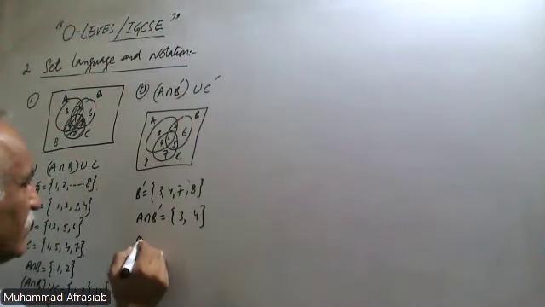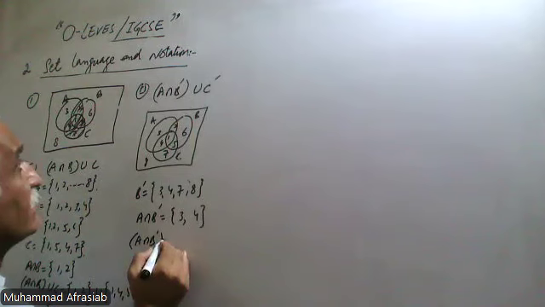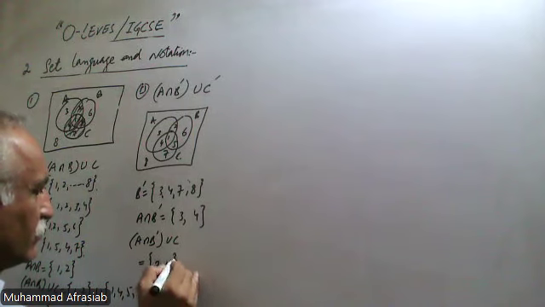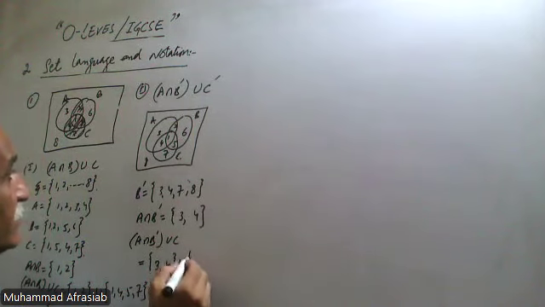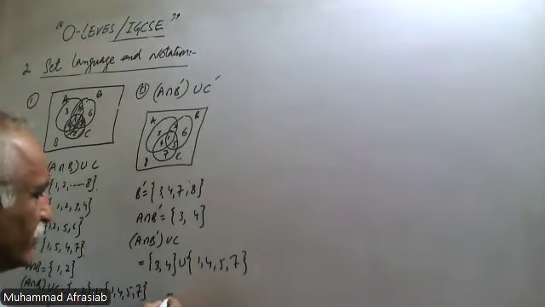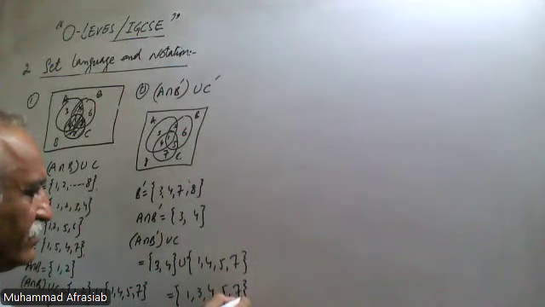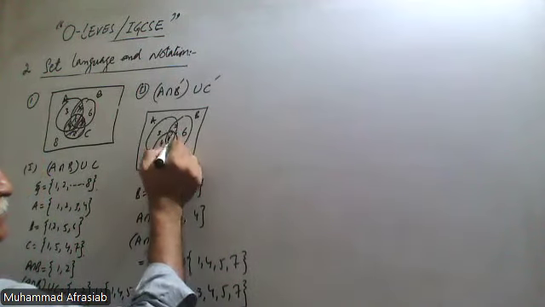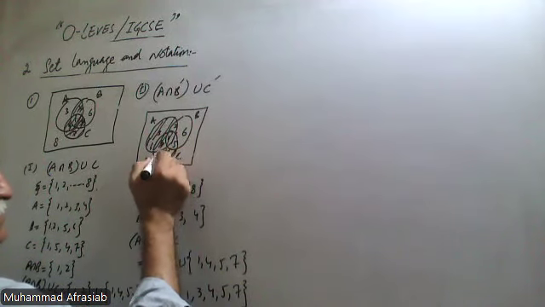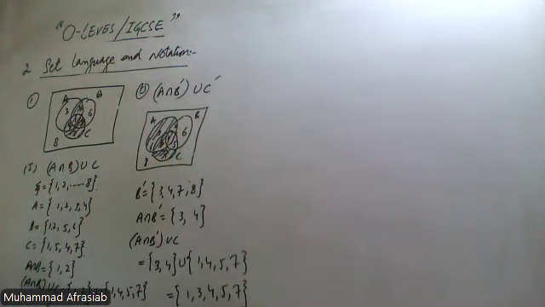So now A intersection B complement union C. This is basically equal to 3, 4 with the union of the C set, which is 1, 4, 5, and 7. So this set will be equal to 1, 3, 4, 5, and 7. So 1 is this, 3 is this, 4 is this, and 7 is this. So this shaded region is the required region for this condition.